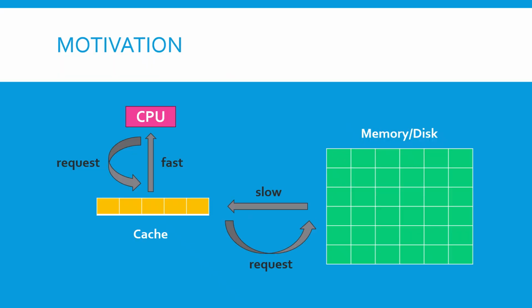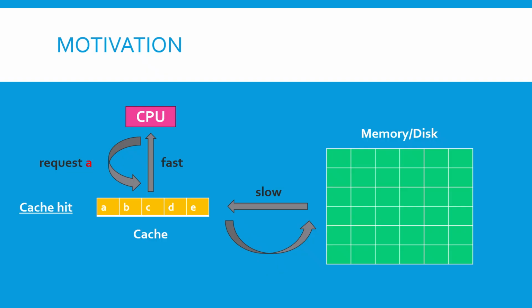Let's briefly review the memory hierarchy to motivate the optimal caching problem. The CPU first requests data from the cache. The cache is small but provides very fast access. If the requested data is not in the cache, it must be fetched from main memory or disk. These storages are much larger, but have significantly slower access times.